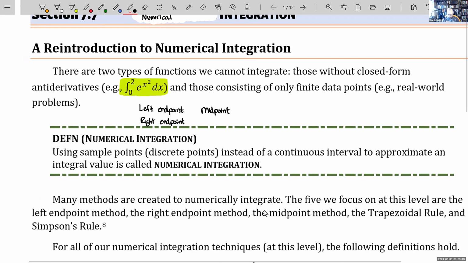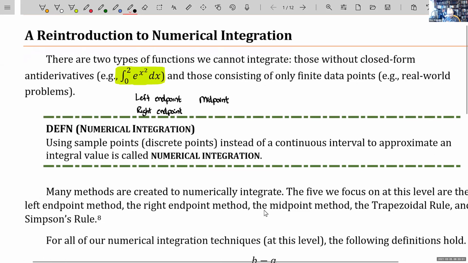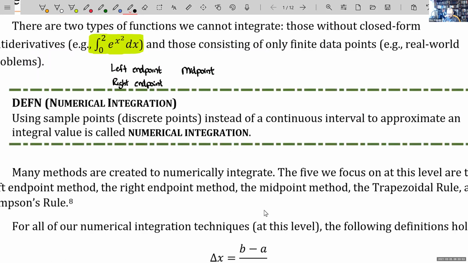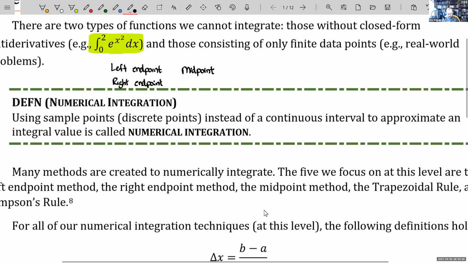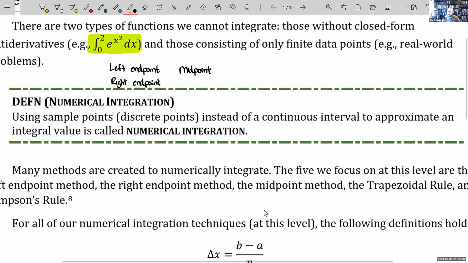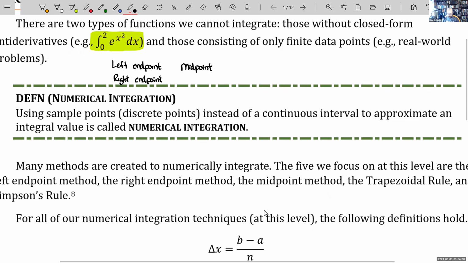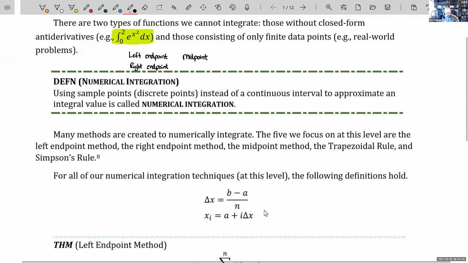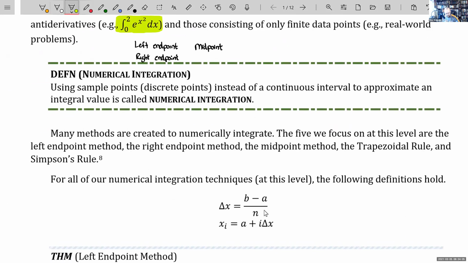Okay. So numerical integration, the definition: using sample points, which is discrete points, instead of a continuous interval to approximate the integral value is called numerical integration. And again, many methods are created to numerically integrate. However, we focus on 5: the left endpoint method, the right endpoint method, the midpoint method, trapezoidal rule, and then Simpson's rule. Now, I want to showcase what these are.